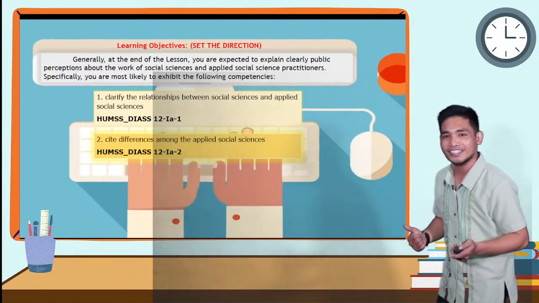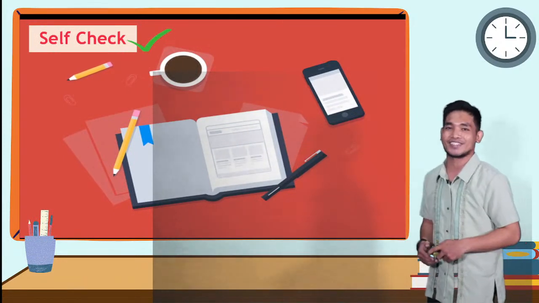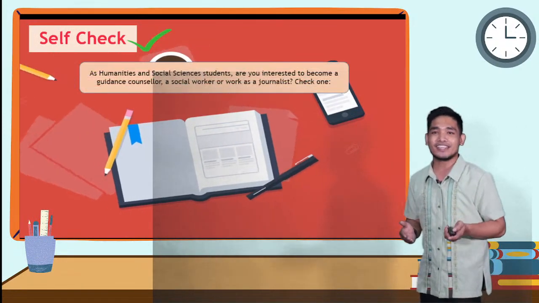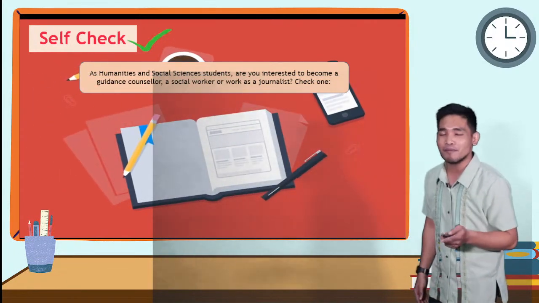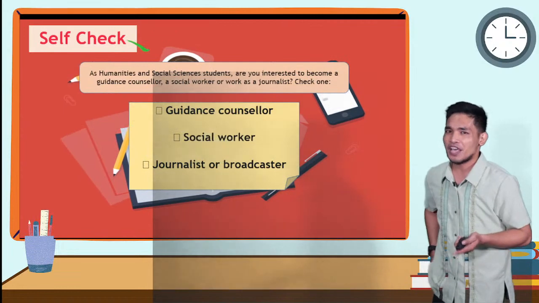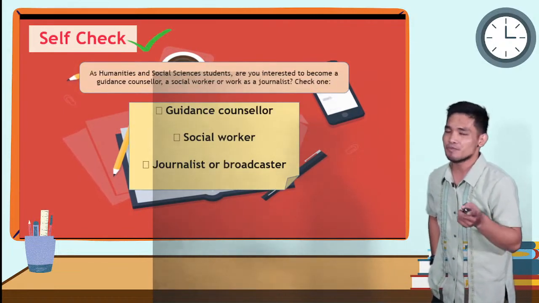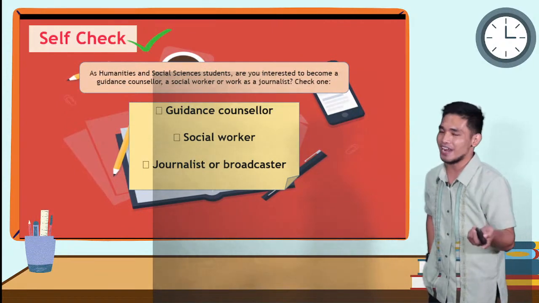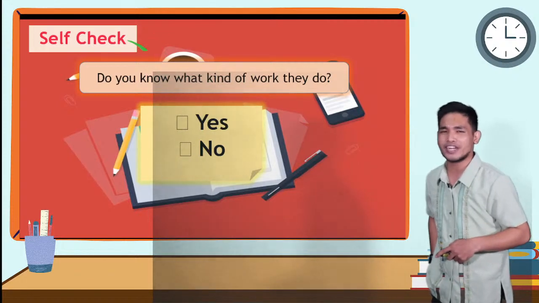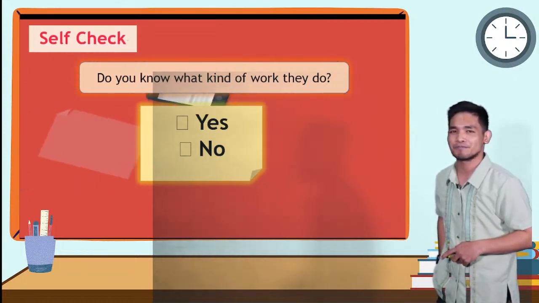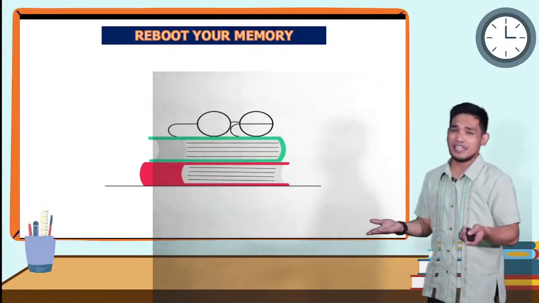Are you excited, learners? Alright, so it's time for self-check. As a humanities and social sciences student, are you interested to become a guidance counselor, a social worker, or a journalist? Please choose one. So according to your answer, do you know what kind of work they do? Yes or no? Alright, excellent! So let's begin this activity.